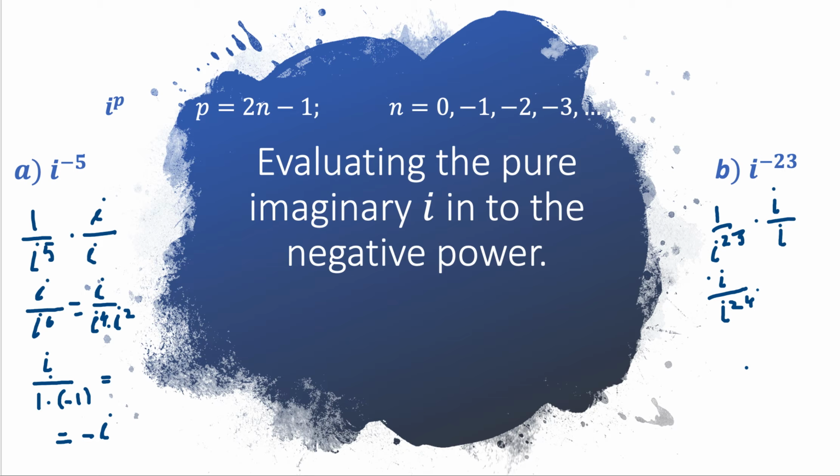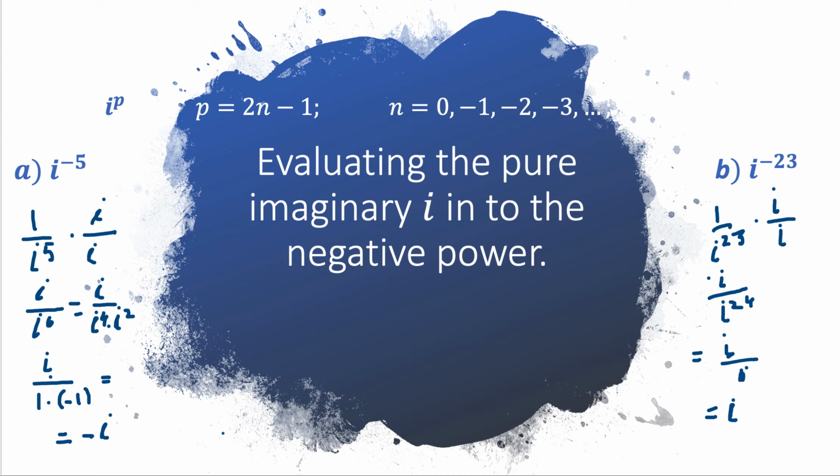But this i to the 24, we already know, 24 is divisible by 4, because 24 divided by 4 is 6. And because it's divisible, it is going to be 1. So everything here, i divided by 1, is i. So this is positive.